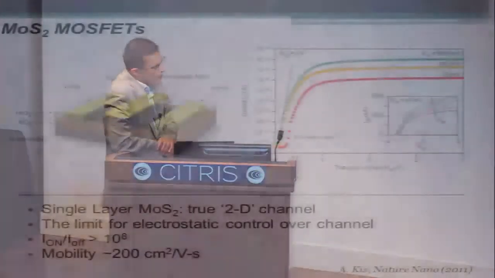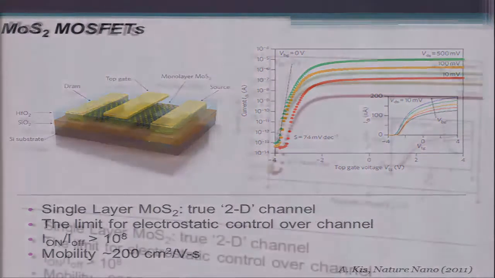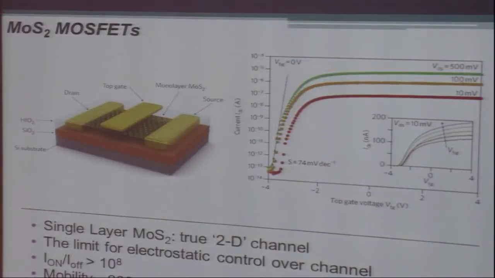And this field really took off about 2 years ago, or a little bit more than 2 years ago, when at EPFL, Andras Kis's group showed that you can make very good transistors out of molybdenum sulfide. And they were able to show that for a single monolayer device, they were able to get a mobility of 200 centimeters squared per volt second.